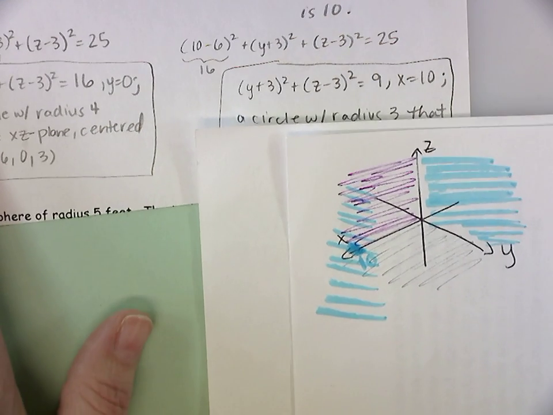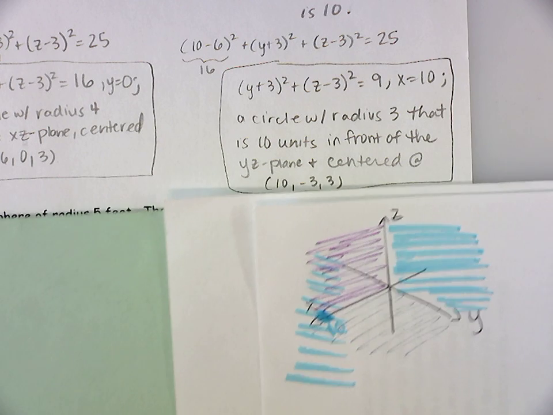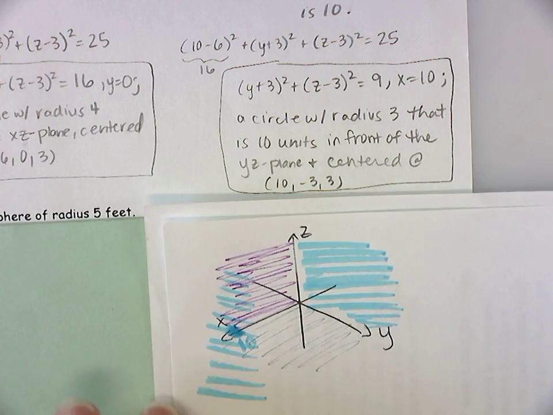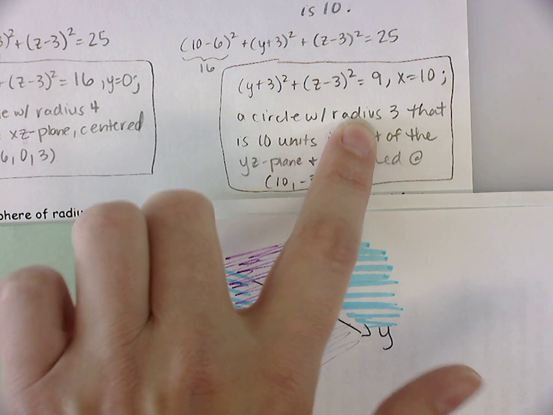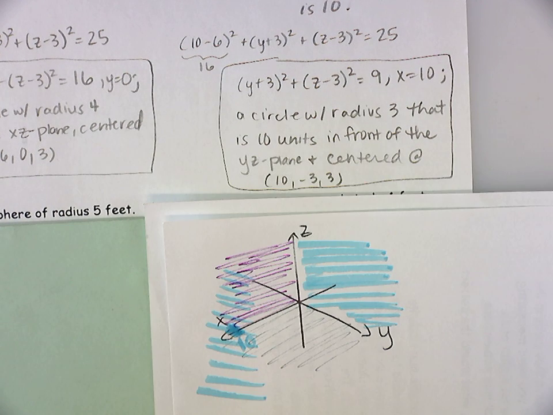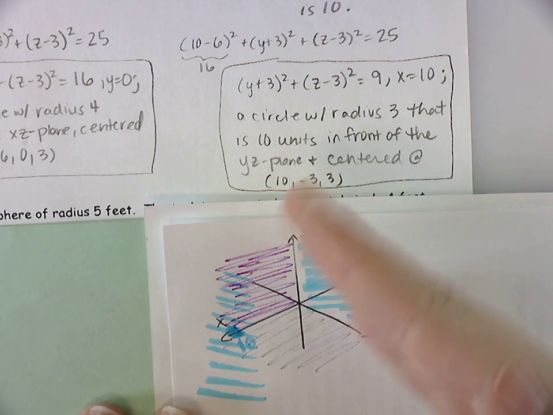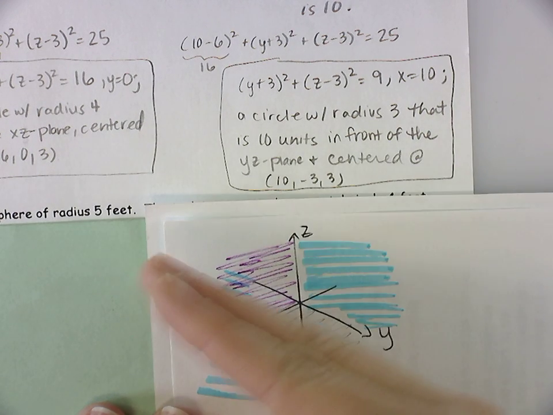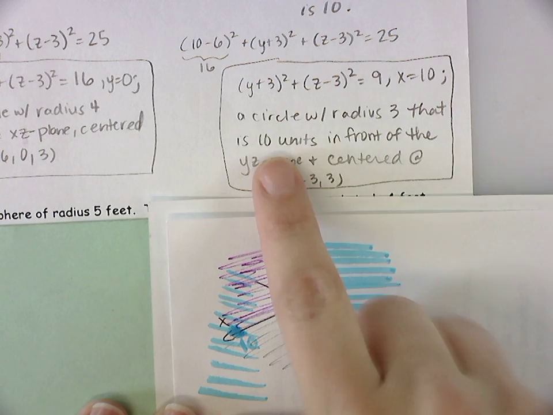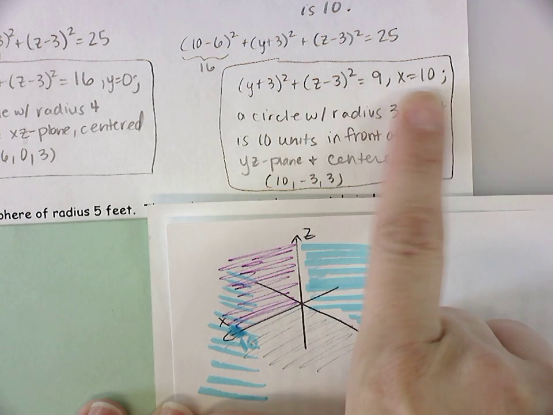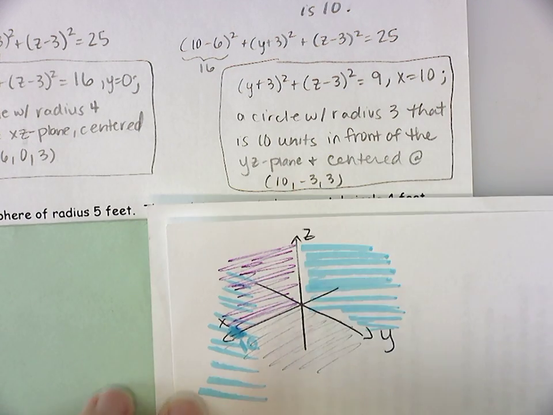And so this part is going to be a little bit different. So now it's still going to be a circle. The radius is 3, because you're going to square root the 9 to get 3. And then what we would say is that it's 10 units in front of the YZ plane. Because if you have your 10 here, it's going to be 10 units in front of that plane. And the center would be 10, negative 3, 3. Okay, so this is where you're getting your center from. This is where you're getting your radius from.